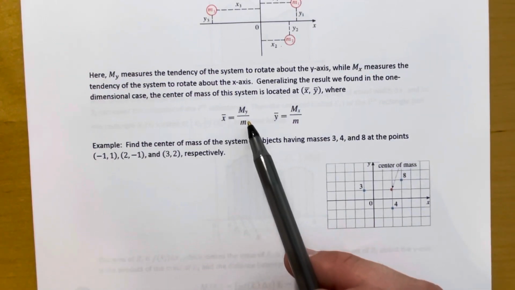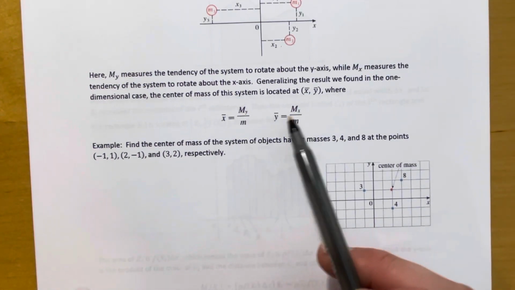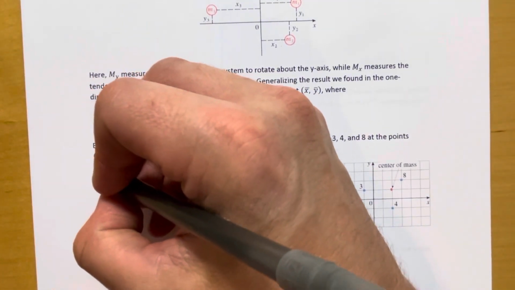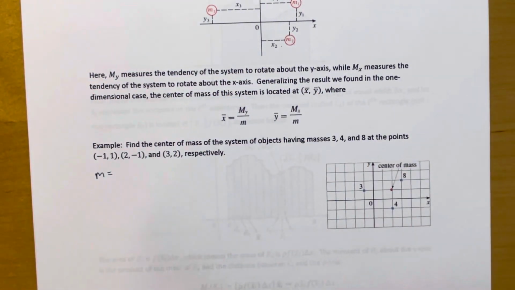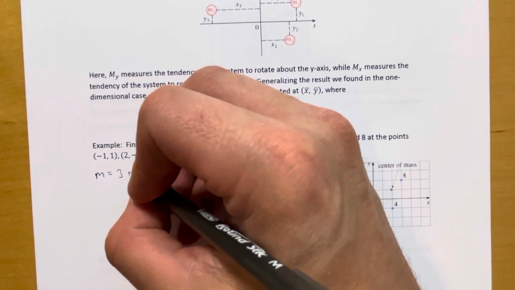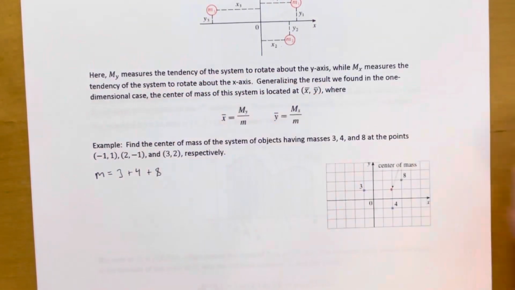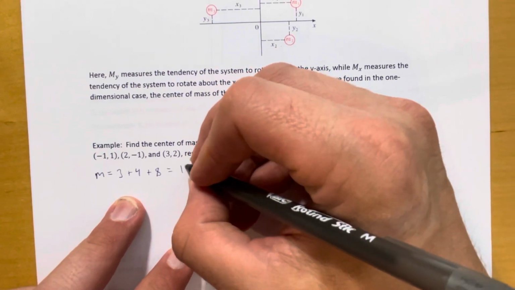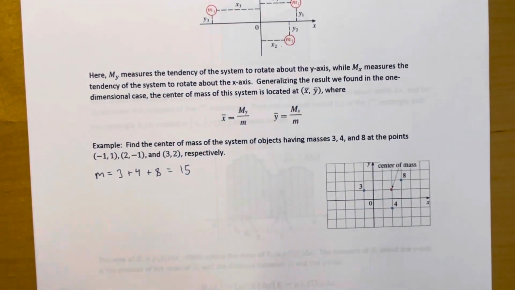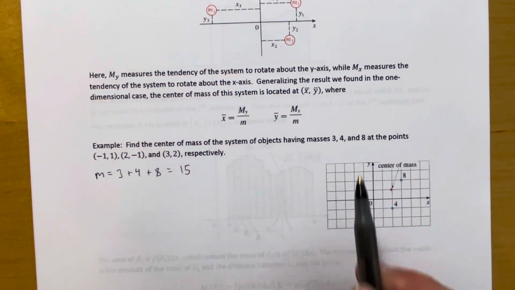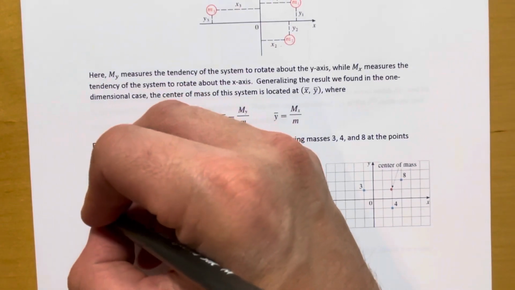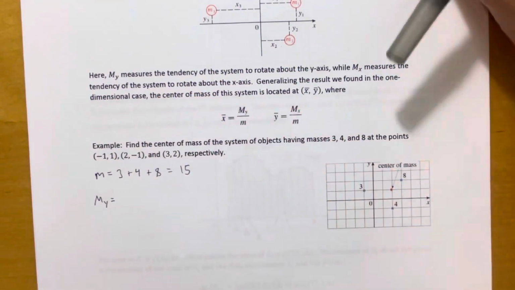There's a couple of things I need to compute first. I need my Mx, and I need lowercase m. I'm actually going to find lowercase m first. It's the sum of the masses in the system. 3 plus 4 plus 8. Okay, that's equal to 15. So I know that the total mass in our system is 15. I'm just getting that from these values here. Next up, we want to find Mx and My. Let me go ahead and find My first.